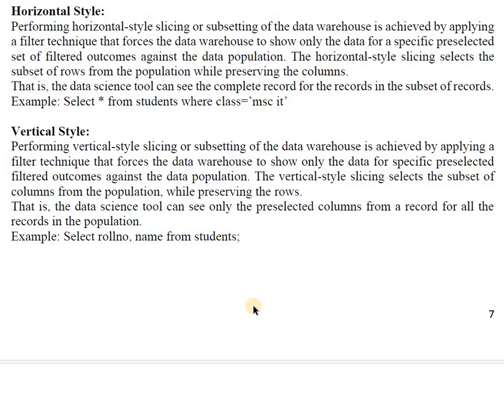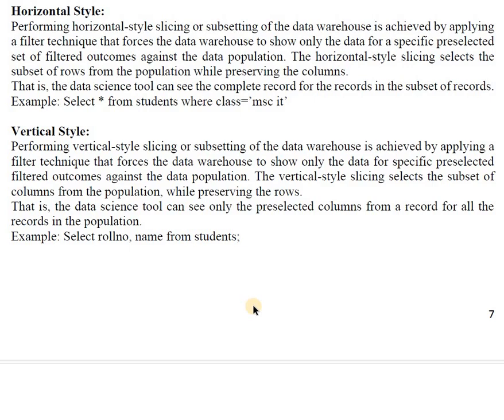Again, we are applying a filter on the data population such that we get only a pre-selected set of data from the complete population. So horizontal slicing gives you a subset of rows. Vertical slicing gives you a subset of columns.